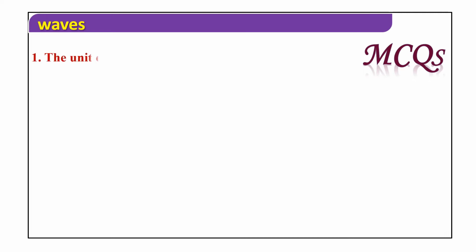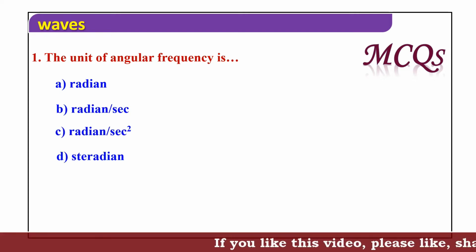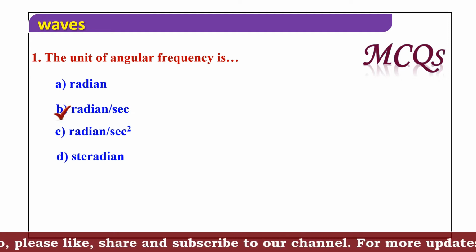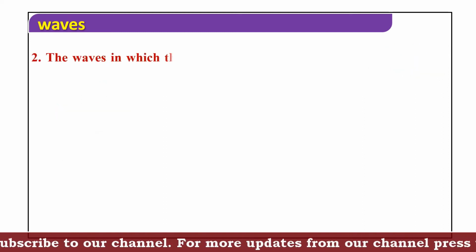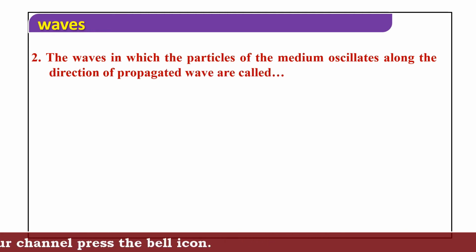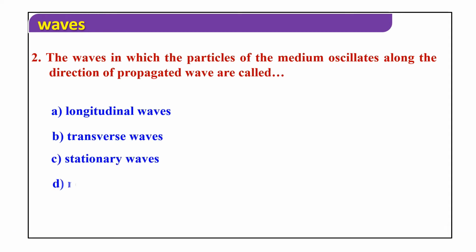Now I'll discuss MCQs. First one: the unit of angular frequency is radian, radian per second square, or steradian? The unit of angular frequency is radian per second. Next: the waves in which the particles of the medium oscillate along the direction of propagation of the wave are called longitudinal waves, transverse waves, stationary waves, or none of the above? Here, they are called longitudinal waves.